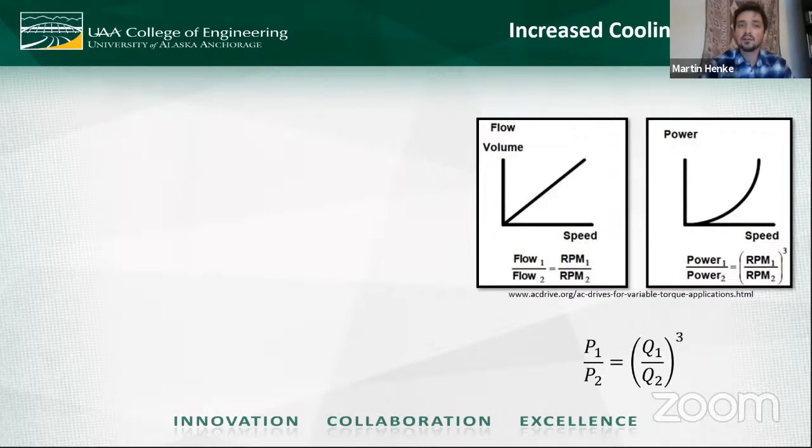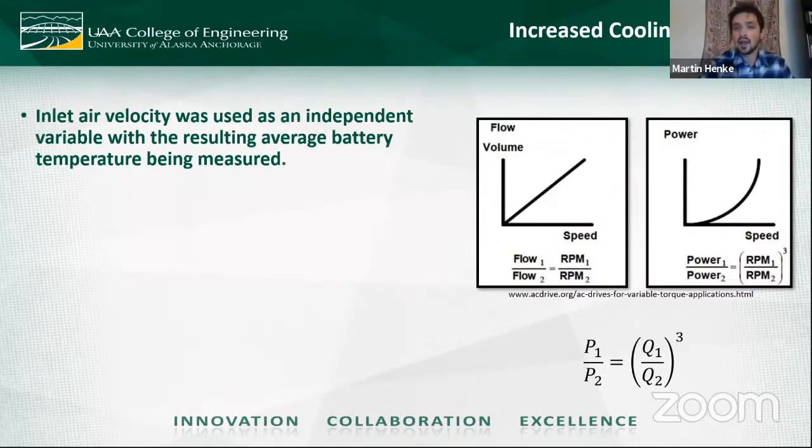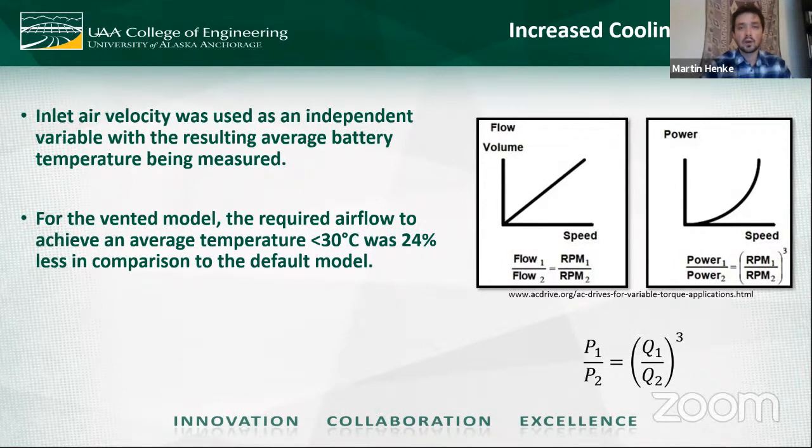After that was done, I started to treat inlet air velocity as an independent variable to really see the effect that it has on battery temperatures. And what I wanted to do was look at the effect it had on the two models that were most contrasting, namely the default model and the vented model. So for varying the inlet air, I found that in order to achieve an average cell temperature of under 30 degrees Celsius, the vented model was able to do that with 24% less air inlet flow in comparison to that default model. So that's 24% less air that needs to be input.